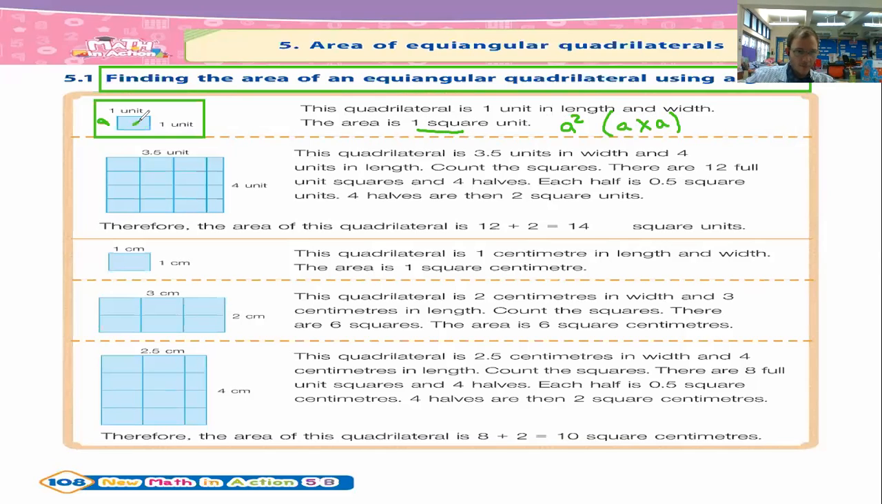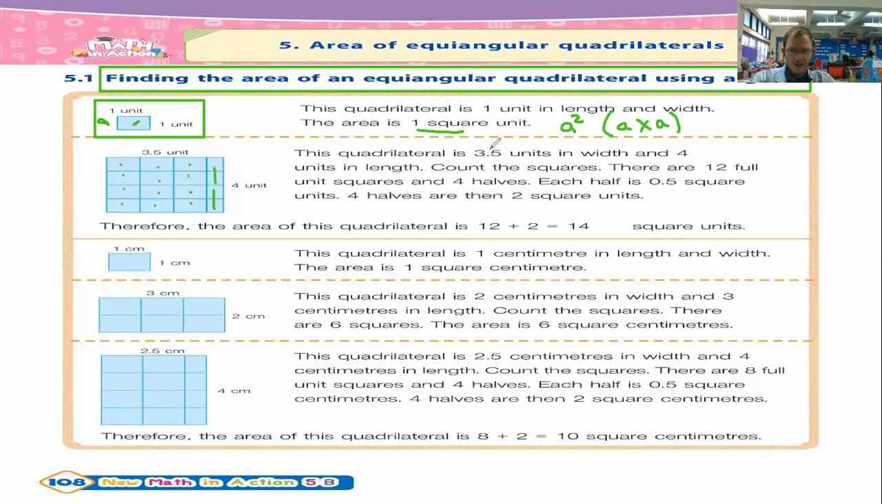But also only 1 block here. This quadrilateral is 3.5 units in width and 4 units in length. Count the squares. There are 12 full unit squares and 4 halves. Each half is 0.5 square units. 4 halves are then 2 square units. So if you count, we have 1, 2, 3, 4, 5, 6, 7, 8, 9, 10, 11, 12, 13, 14. So they say it's 14 square units by looking at the grid.